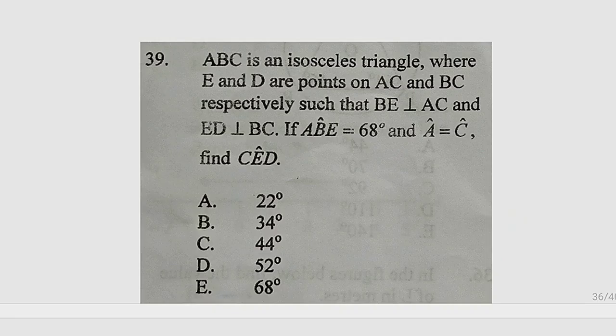Question number 39 reads, ABC is an isosceles triangle where E and D are points on the sides AC and BC respectively, such that line BE is perpendicular to line AC and line ED is perpendicular to line BC. If angle ABE is 68 degrees, where angle A is equal to angle C, we are asked to find the measure of angle CED.